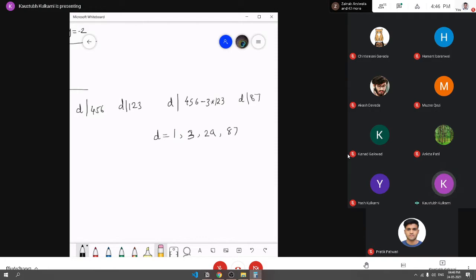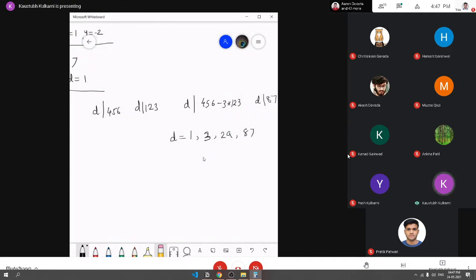Wait a minute, did I go wrong somewhere? It's right. Okay, do you agree with this part? Is this clear? Whoever asked the question? Yeah. So now what I'll have to do is, the two numbers that I have are 456 and 123. So one obviously divides them. So I'll try all the numbers. In this case it was quite simple. You normally start with the greater side. So 87, whether it divides either of them, it does not.